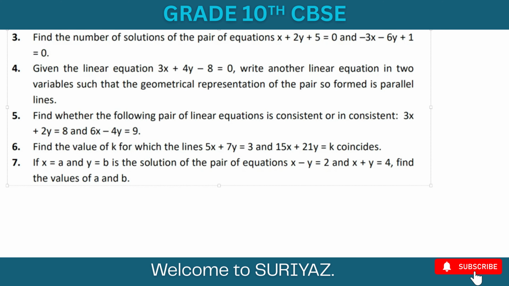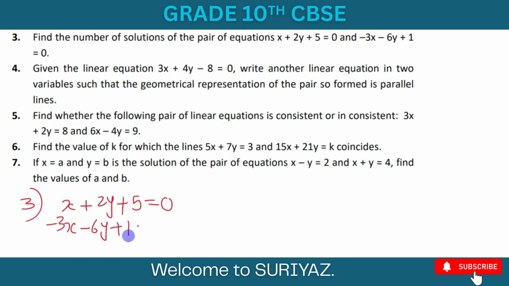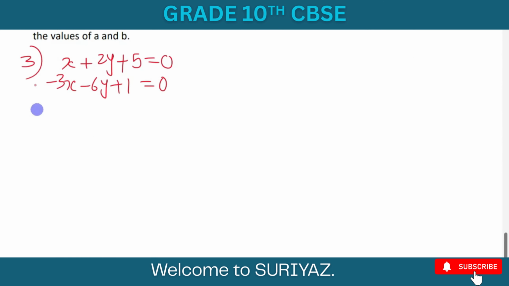Question number 3. Find the number of solutions of the pair of equations. The first equation is x + 2y + 5 = 0, and the second equation is -3x - 6y + 1 = 0. To find the number of solutions, we can again use the same property.